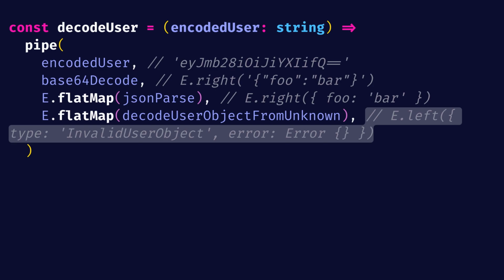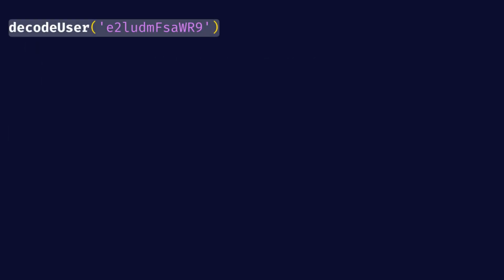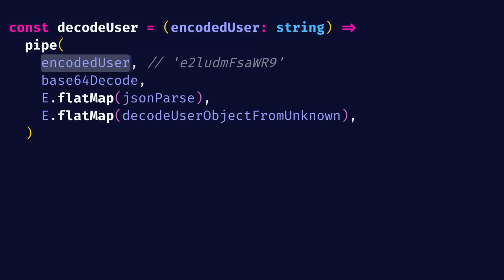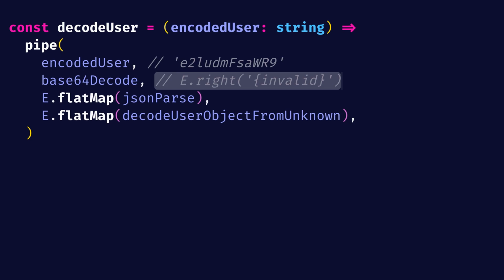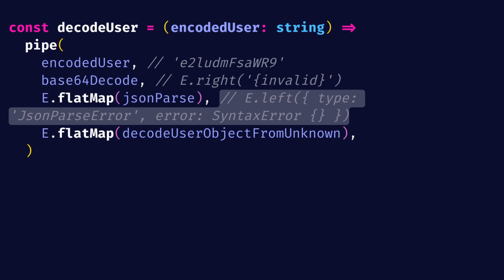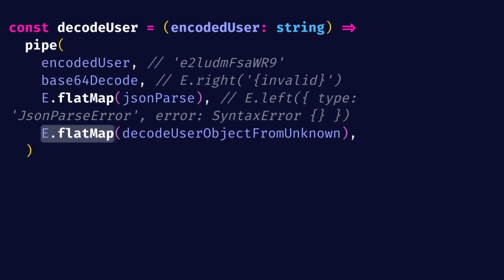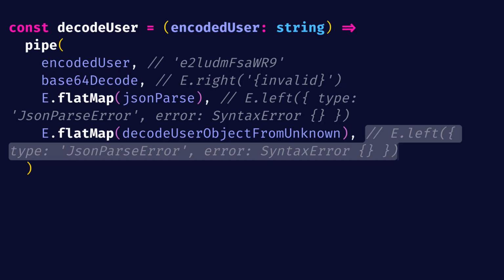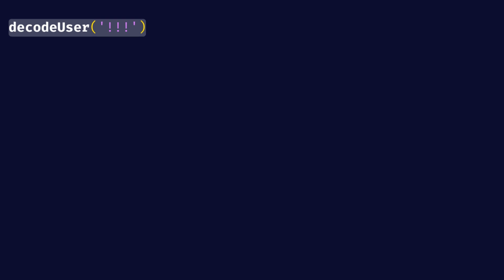Next, let's see what happens when we call decodeUser with a base64 that encodes an invalid JSON string. Again, we pipe encodedUser into base64 decode. Since this is valid base64 that encodes invalid JSON, we get back a right with that invalid JSON. We then flatMap that invalid JSON into JSON parse and get back a left with a JSON parse error. Finally, when we attempt to flatMap that left, we get back that same left since there is no value to map.